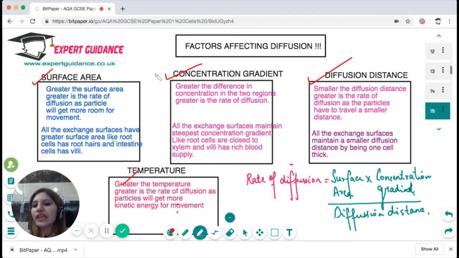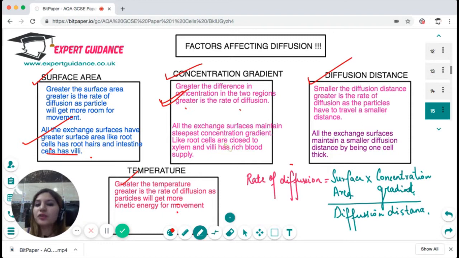So all the exchange surfaces have a greater surface area, like the root cells have root hairs and the intestine has villi. The greater the concentration gradient between the two regions, the greater the rate of diffusion. So all the exchange surfaces maintain the steepest concentration gradient.